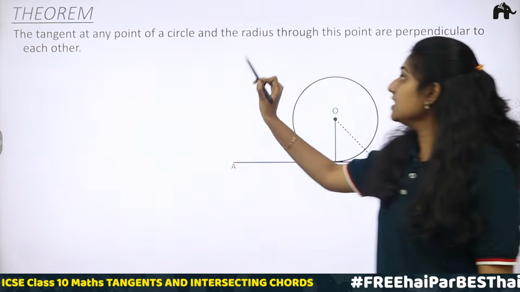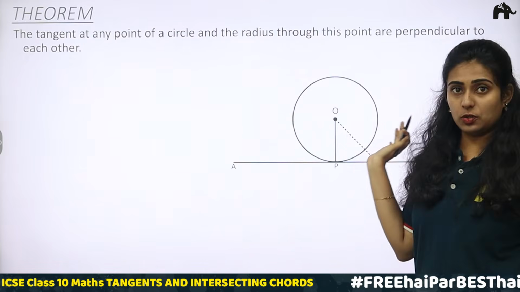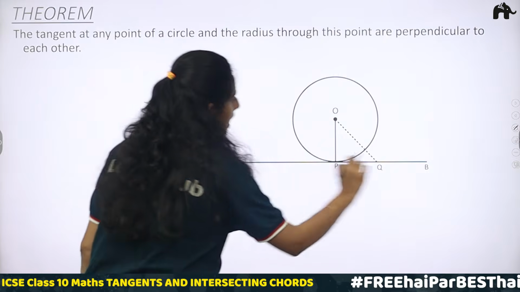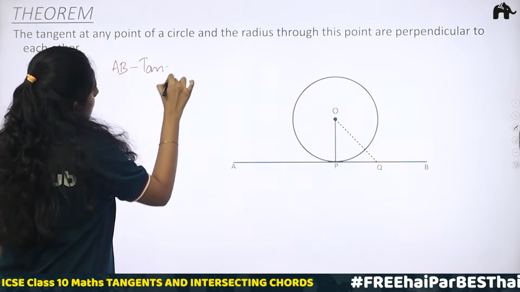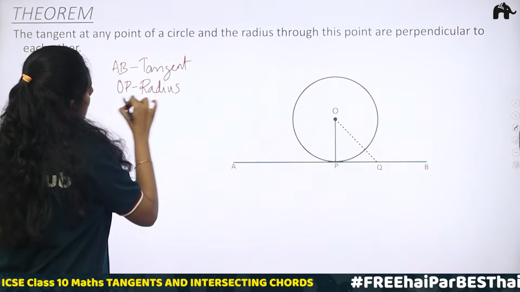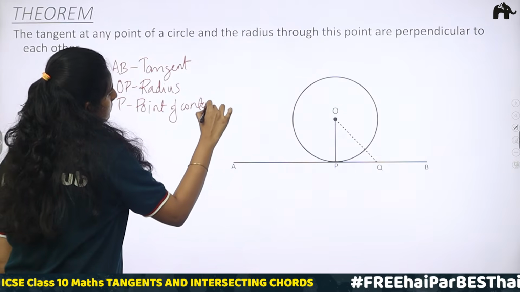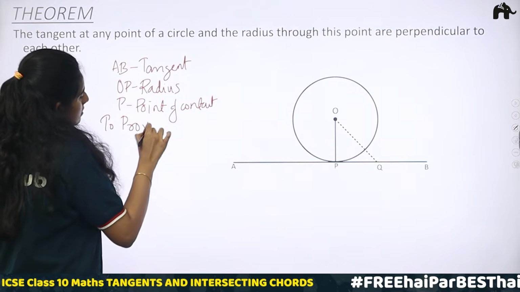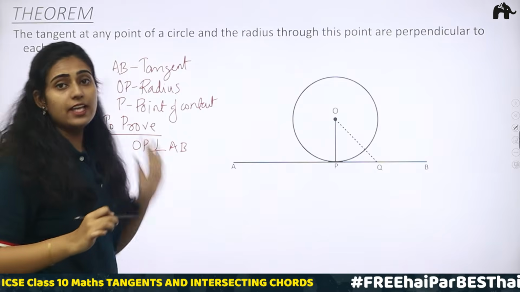The first one is the tangent at any point of a circle and the radius through this point are perpendicular to each other. Here I have taken a circle with radius OP and tangent AB. Here AB is the tangent, OP is radius, P is our point of contact. Okay, we have to prove that. To prove OP is perpendicular to AB. This is what the theorem states.